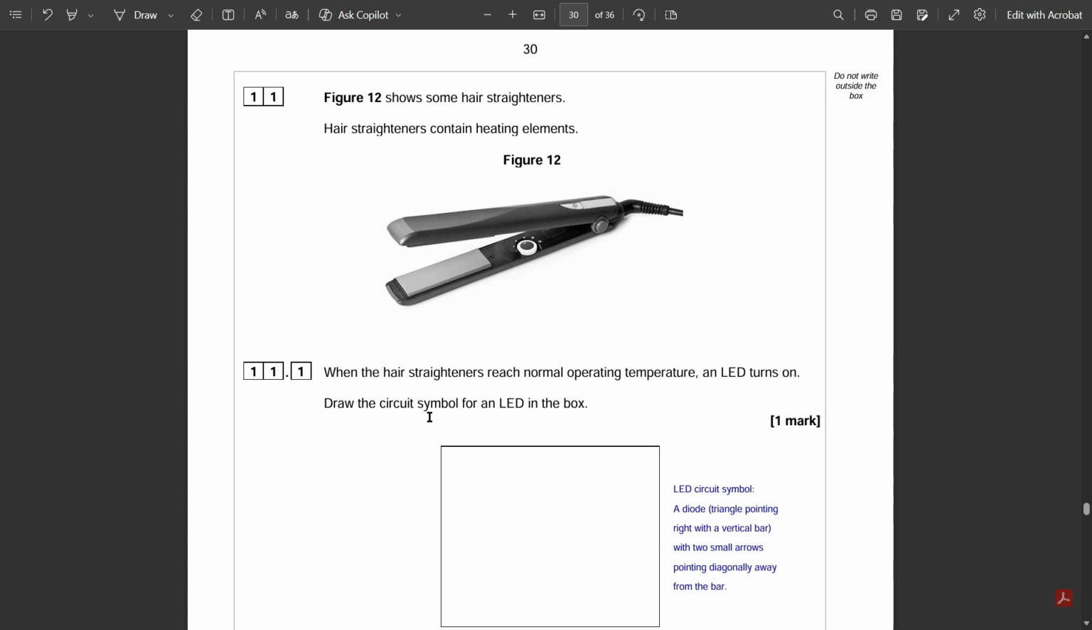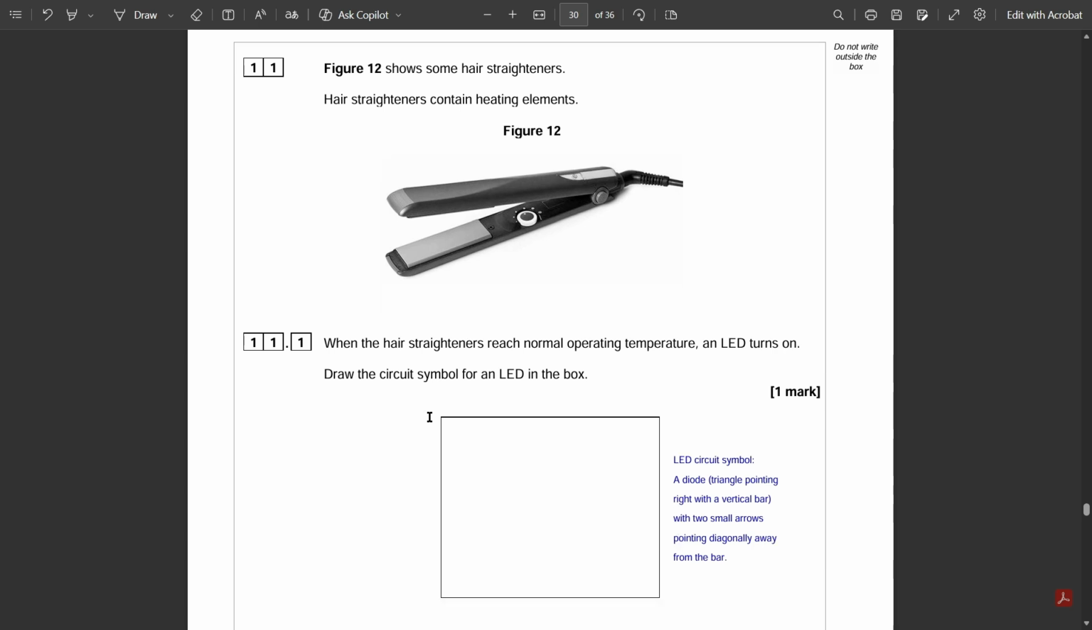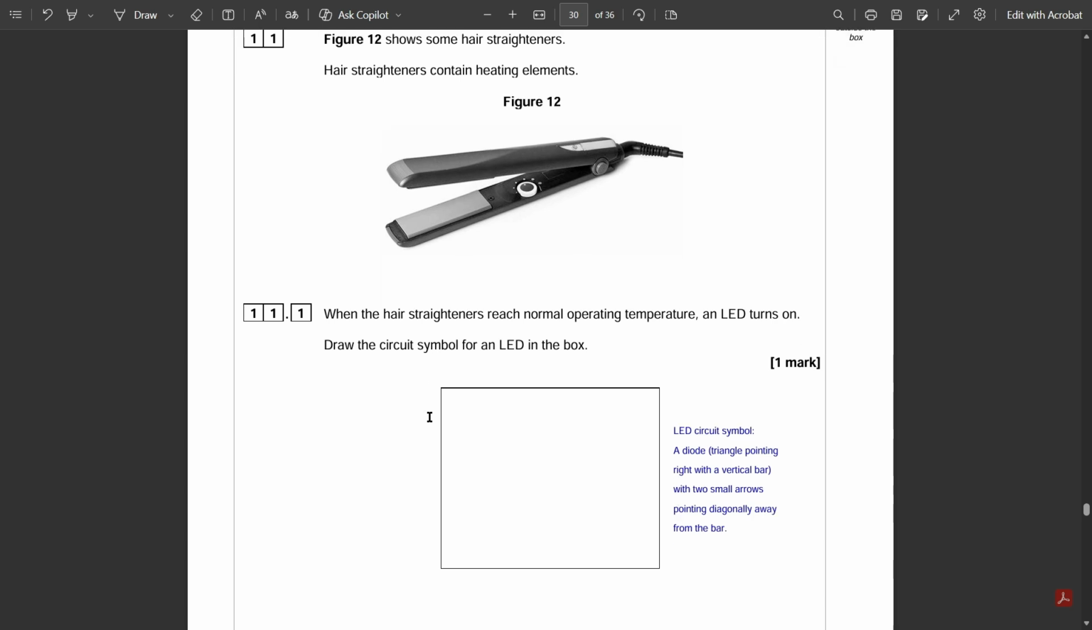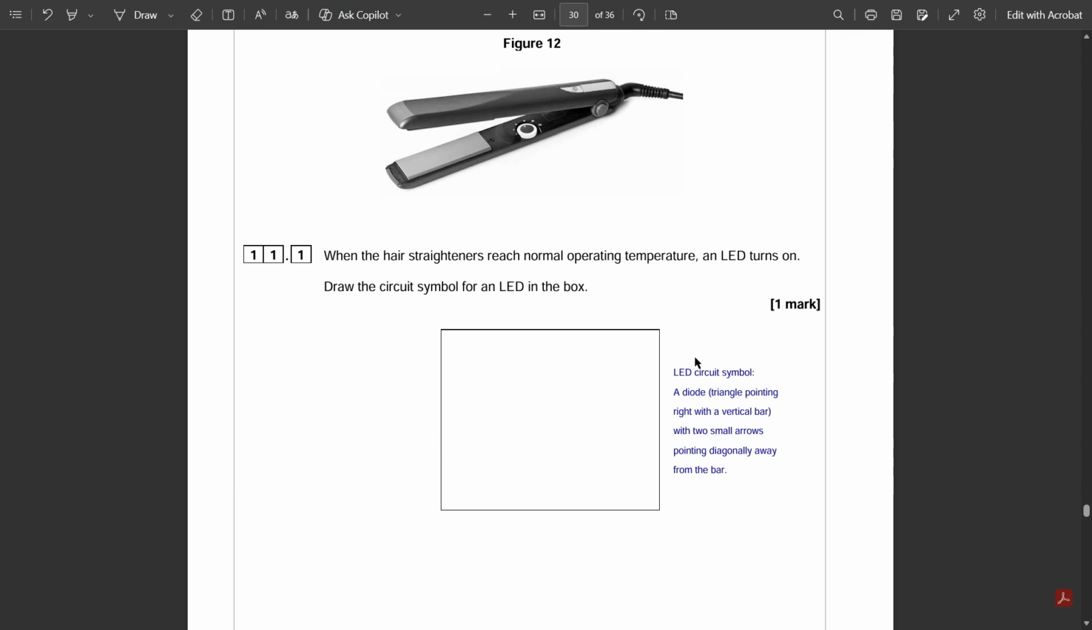And then for question 11, figure 12 shows some hair straighteners, and they contain heating elements. When the hair straighteners reach normal operating temperature, an LED turns on, and we're asked to draw a circuit symbol for an LED in the box. And I just have a small description here, so I can draw it with you guys. It's just a diode, which is this symbol, showing that a current can only flow in one direction. And for the light emitting part, it is just 2 arrows, showing that it is emitting light.